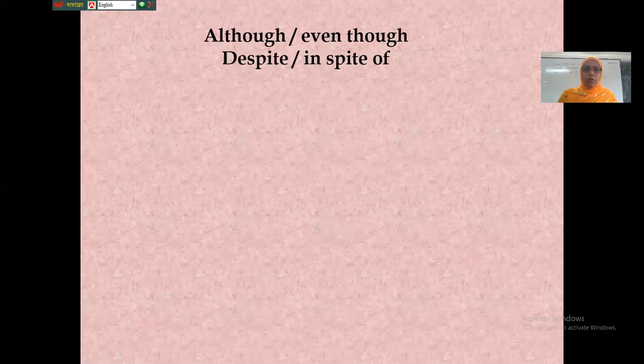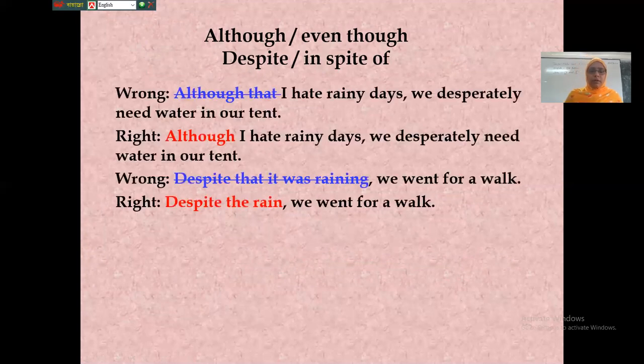Though, even though, despite, in spite of. The students, let's answer these connectors and write. First, wrong. Although that the heavy rain days, we desperately need water in our tent. The students, this sentence is wrong because though is a connector.